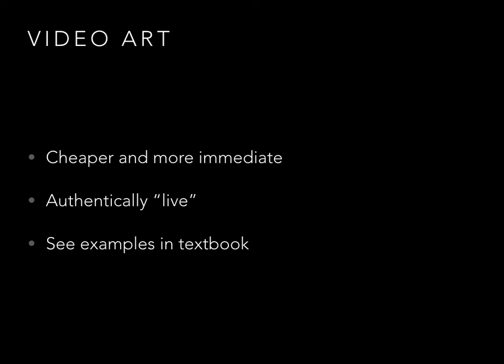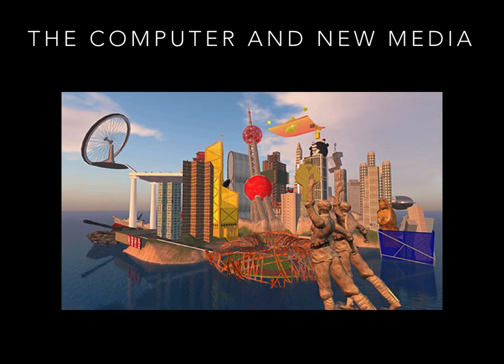So look at some of the examples in the textbook, and just remember, artists were taking this and experimenting more and more with the medium. And then we're going to see that even more in the computer and new media. What happens is we're transitioning into the digital world. In 1975, the first personal computers are available for mass consumption, mass sales, and it becomes cheaper and more readily available to more people to create this digital art.